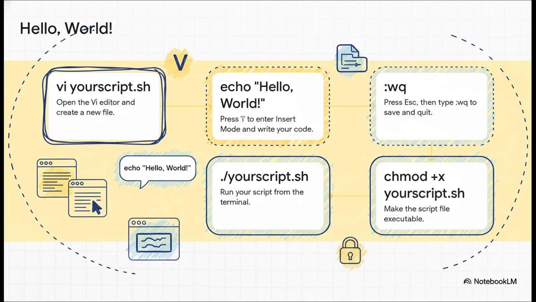It's so easy. First, you open Vim and give your script a name. Then you hit I for insert mode and just type echo hello world. That echo command just means, hey, print this to the screen. After that, hit escape, type :wq to save and quit.